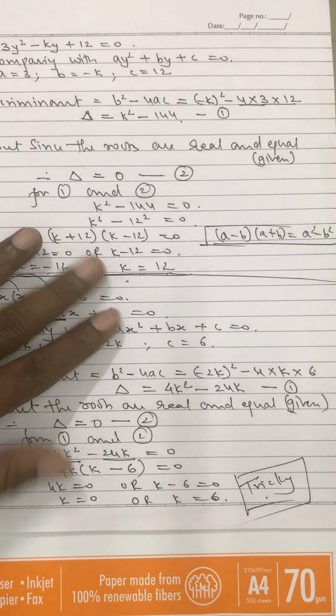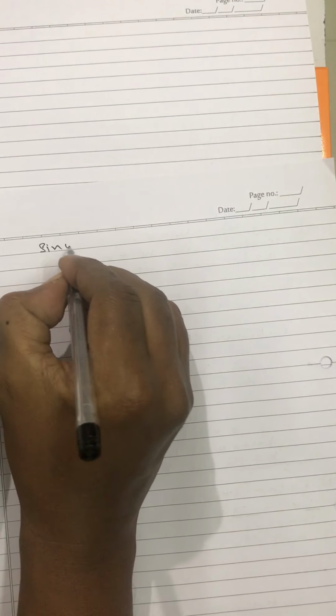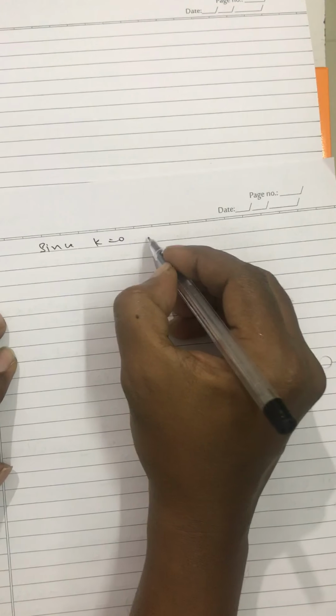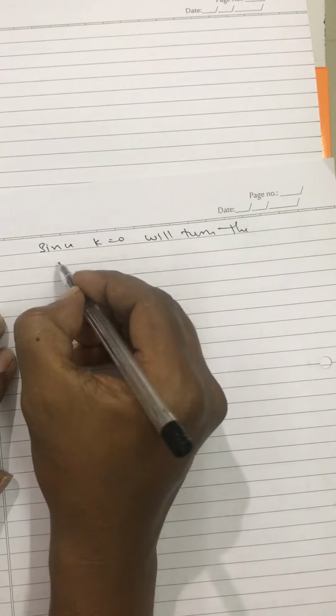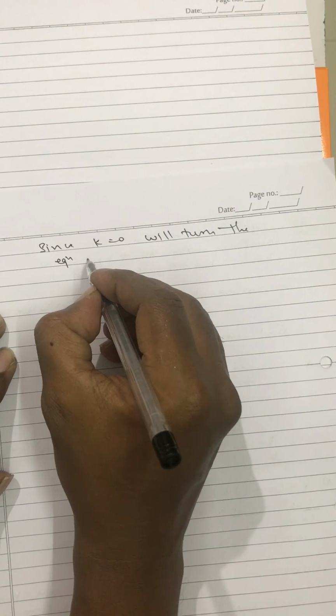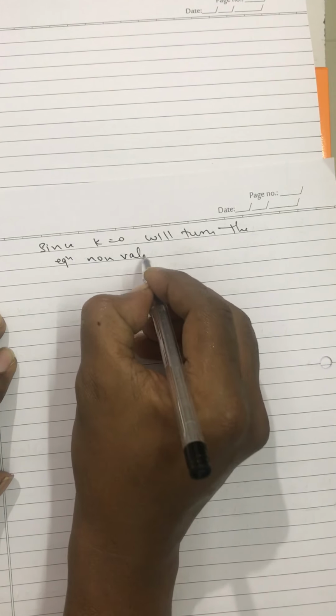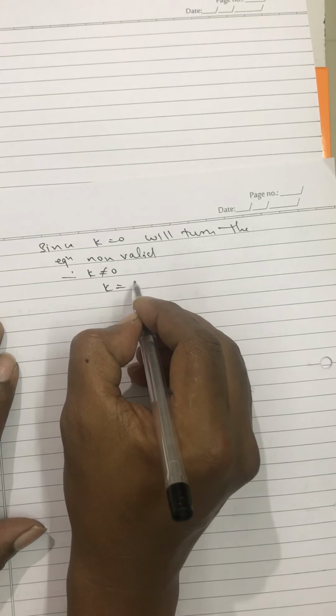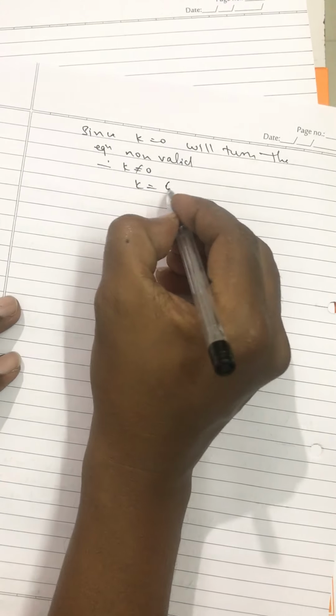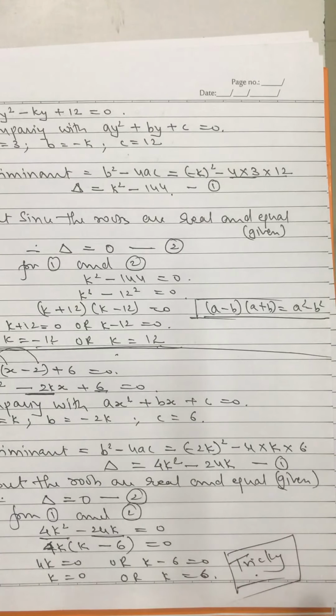So here, since k is equal to 0 turns the equation non-valid, therefore k cannot be equal to 0. k is equal to 6. Only 6. This is very important, my dear students. Sometimes some tricks they play and then you have to be careful over there.